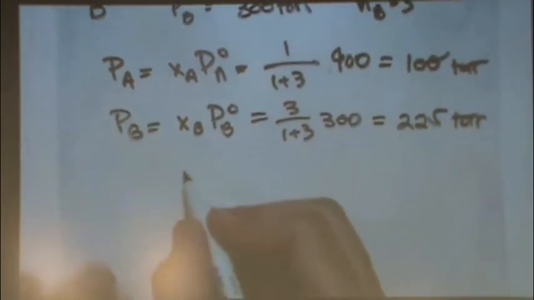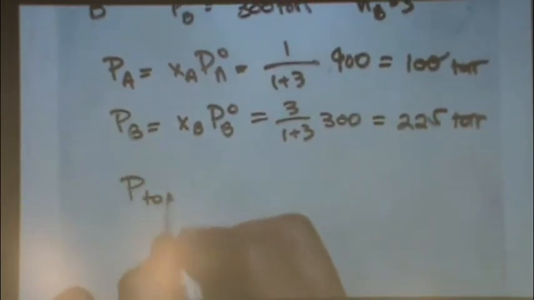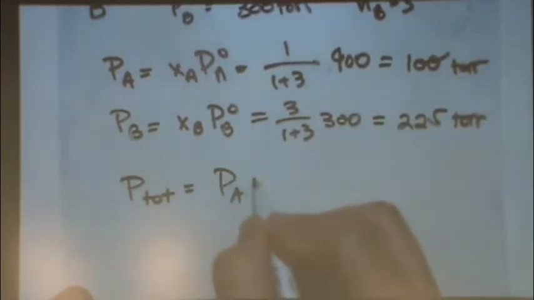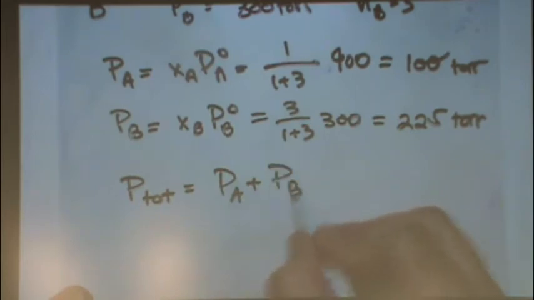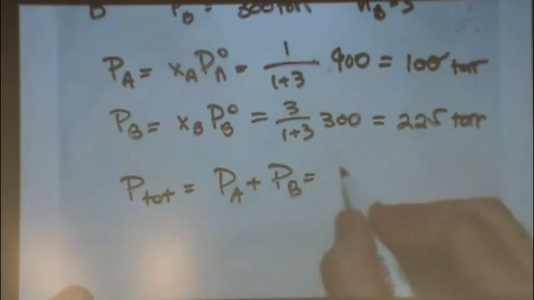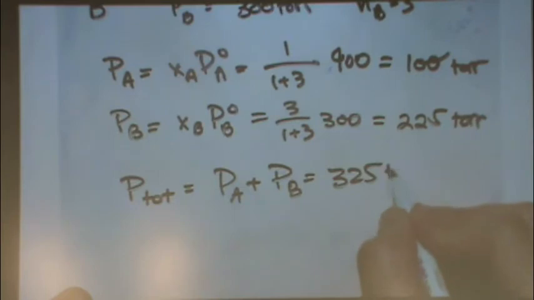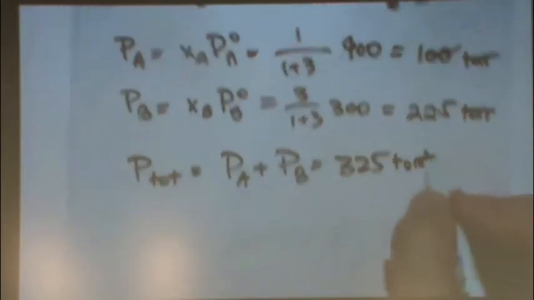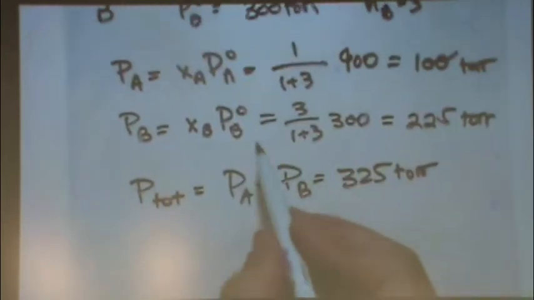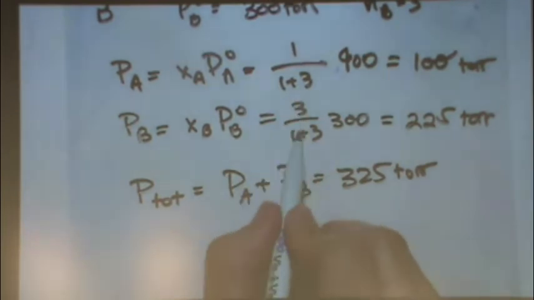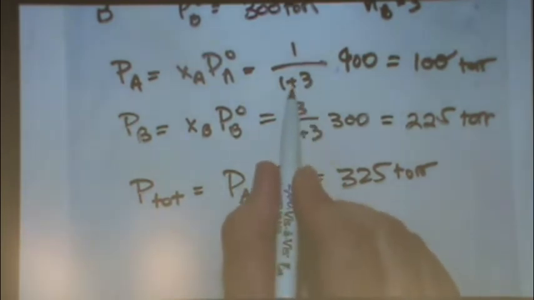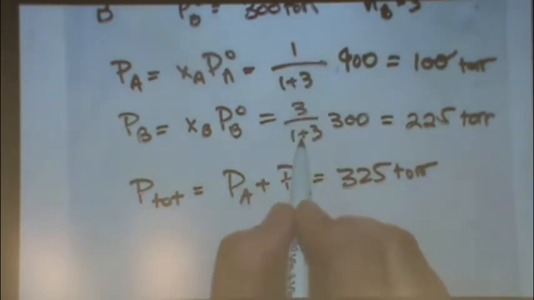Okay, I don't know where all of you went. PA plus PB, if it's not, tell me. You need P total then, which is, if I'm right, 325 total. Okay? And then here are the mole fractions in the solution. 1/4 and 3/4, is that okay? That's in the solution for Raoult.